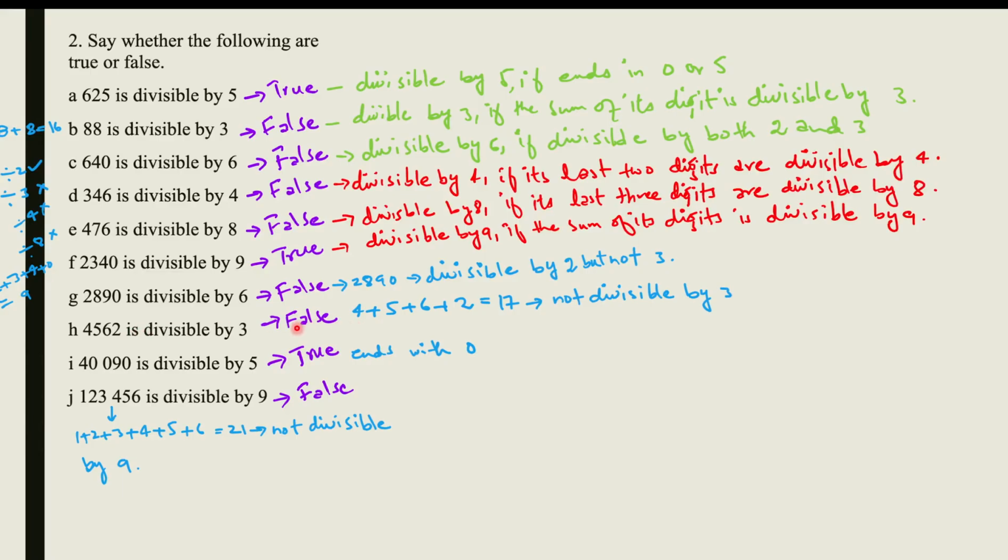4562, divisible by 3 or not. It is false because again the rule is that the sum of its digits should be divisible by 3. So 4 plus 5 plus 6 plus 2 is equal to 17. 17 is not divisible by 3, therefore it's false. 490 is divisible by 5. True, because it ends with 0. Any number that ends with 0 or 5 is divisible by 5.